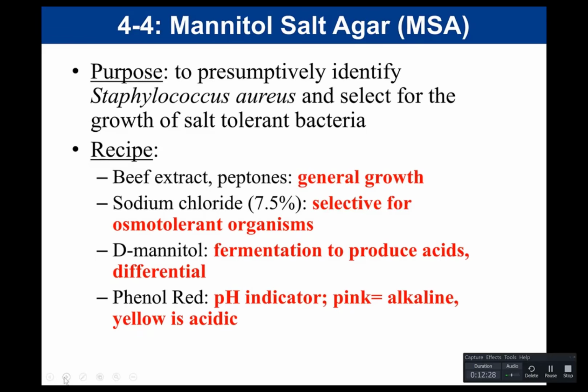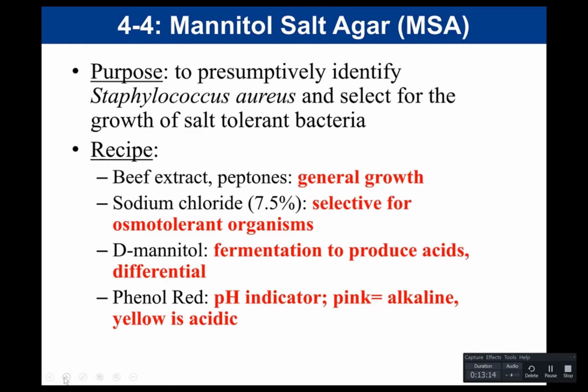But what you do want to know is that sodium chloride is included in the media, and it's at a high concentration. It's 7.5%. Inside the cell is approximately 0.85%. So almost 10 times higher concentration of sodium chloride is included in the media. And that's because that ingredient is selective for osmotolerant bacteria. Skin bacteria, remember, is going to be osmotolerant. So it's trying to allow for those skin type bacteria to grow, because remember, we're trying to identify Staph aureus and Staph aureus should be osmotolerant. So we have high salt, which is selective for osmotolerant organisms.